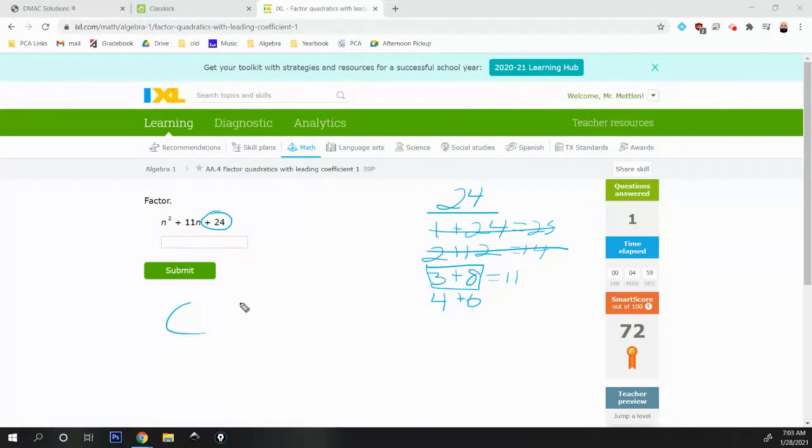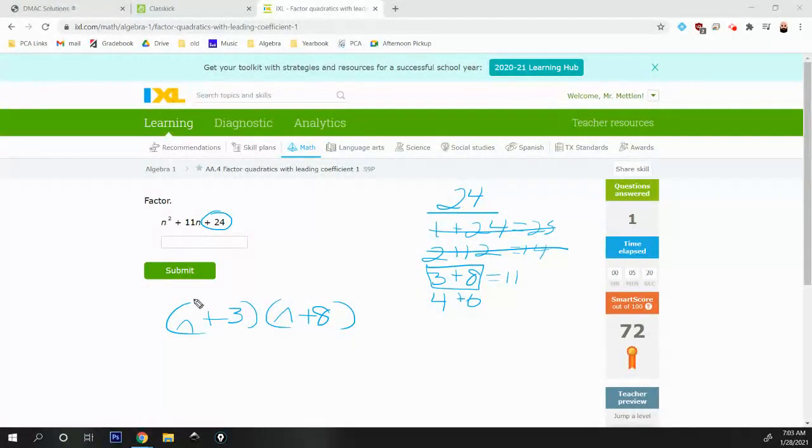So I'm going to make 2 sets of parentheses. We're going to put whatever our variable is, in this case, n. Both these were positive, so we're going to put plus and plus. And then our two numbers, 3 and 8. So there is my answer. n plus 3 times n plus 8.